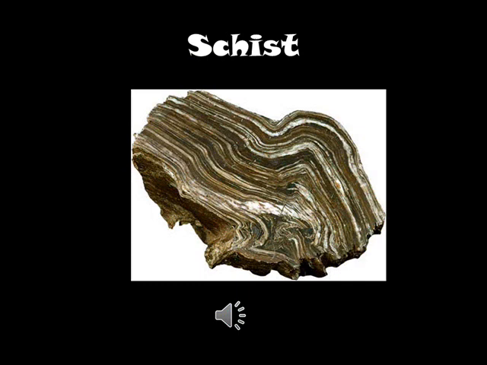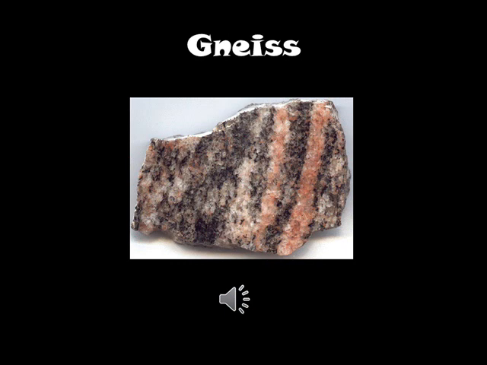Foliated metamorphic rocks are formed by minerals in a pre-existing rock that are squeezed flat or elongated, making banded layers or ribbon-like layers. Examples are schist. Schist has ribbon-like layers. Another is gneiss. Gneiss has banded layers.